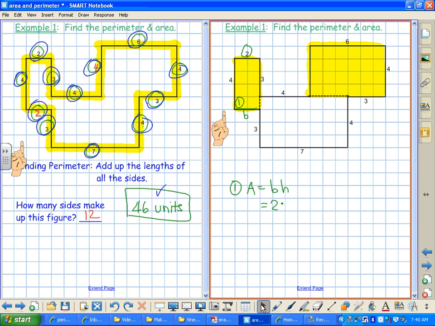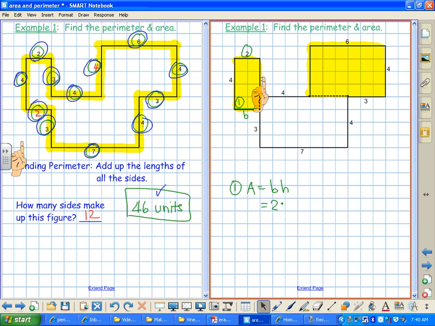Now, let me ask you this here. Is my height a 4 or is my height a 3? How could it be? Why are there two different numbers? Pause the video and think about this. Which number do I use? Do I use the 4 or the 3? Okay?